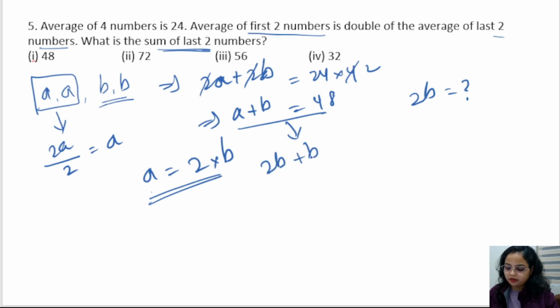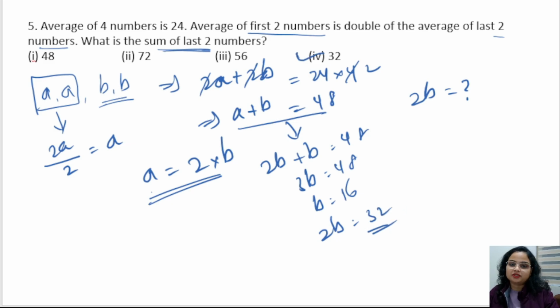So here 2B plus B is equal to 48. 3B is equal to 48. B is equal to 16. So 2B is what? 2 into 16, it is 32. 32 is the answer, fourth option.